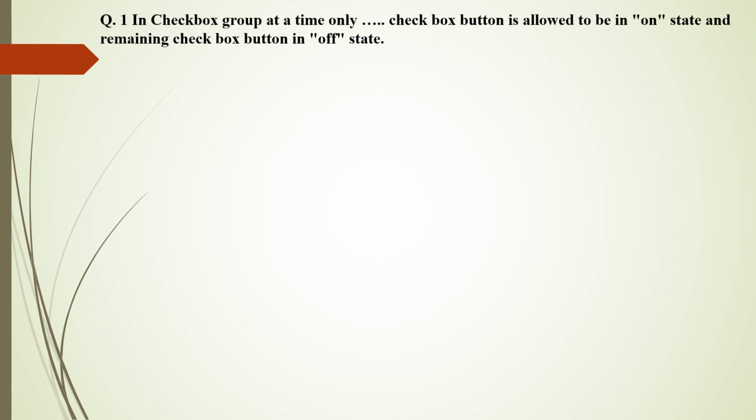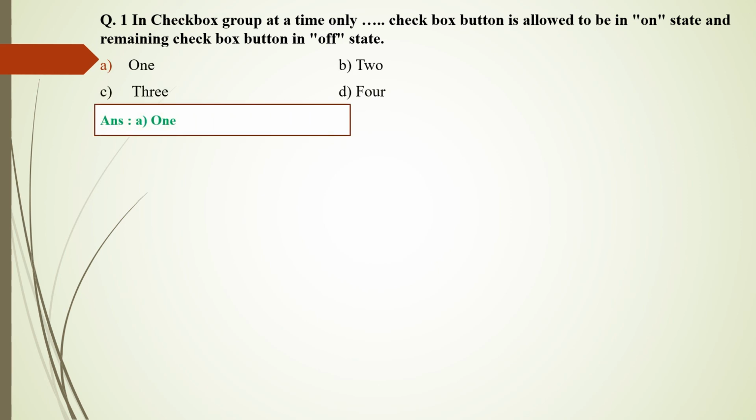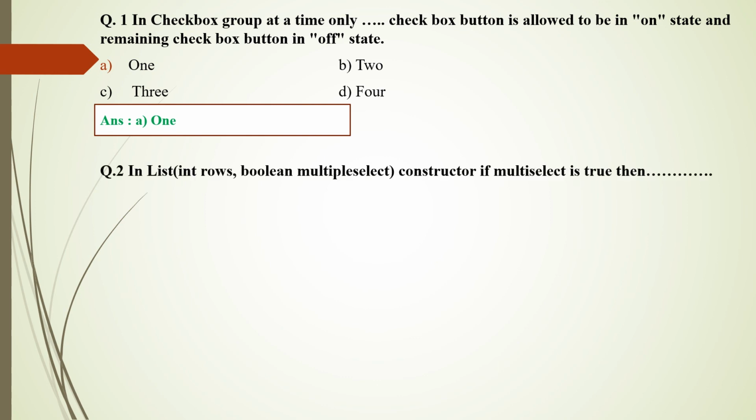Now we have some MCQ questions. The first question is: in a checkbox group, at a time only dash dash checkbox button is allowed to be in the on state and the other checkbox buttons in the off state. Options are 1, 2, 3, 4. So the answer to this question is 1. In a checkbox group, at a time only one checkbox button is allowed to be in the on state and the remaining checkbox buttons in the off state.